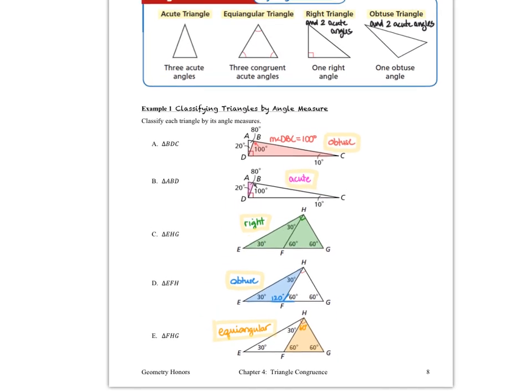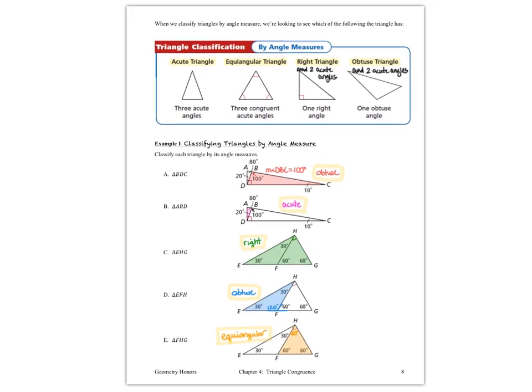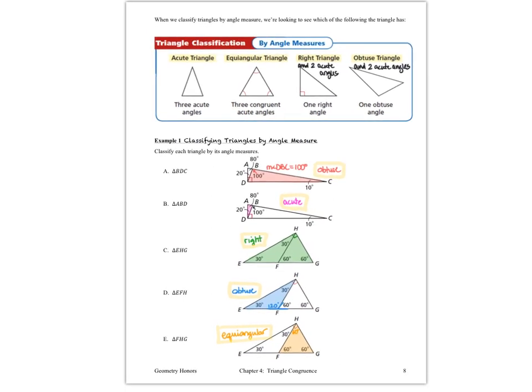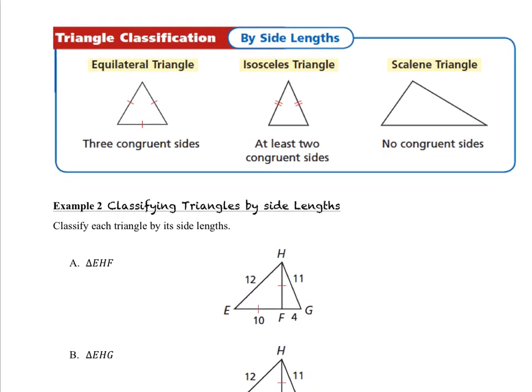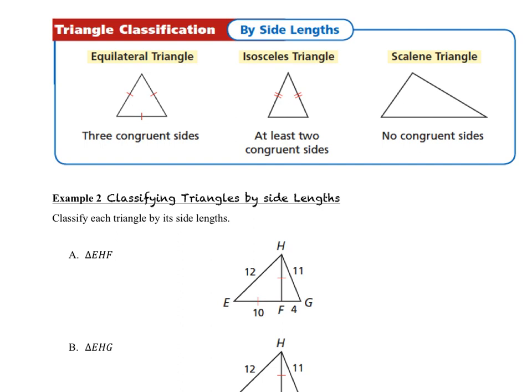So we have classified all the triangles in example 1, and we're going to move on to the next page. Here we see that we can also classify triangles based on their side lengths. If we have three congruent sides, that means we're going to have an equilateral triangle. If we have an isosceles triangle, that means we have at least two congruent sides. And what that wording tells us is that the equilateral triangle is a type of isosceles triangle, but it has three congruent sides, not exactly two congruent sides. Scalene, we have no congruent sides, so all three side lengths are different.